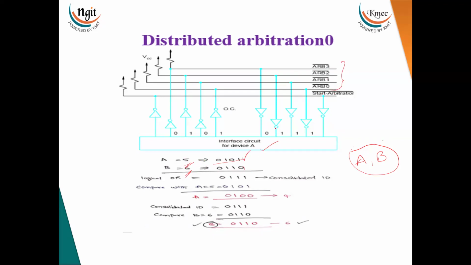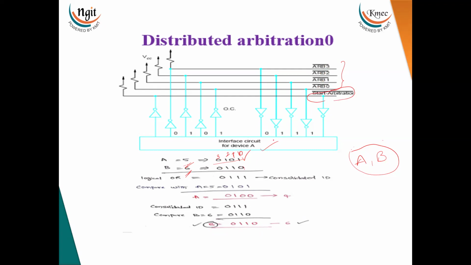Here 4 lines are there: bus arbitration 0, 1, 2, and 3. This is the 0 line, and this is 1, 2, and 3, which is the most significant. Along with these 4 lines, a start arbitration value line is also there.